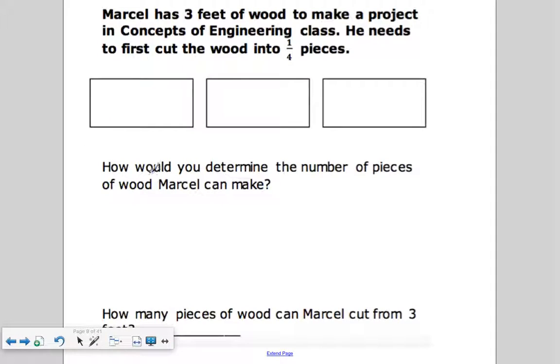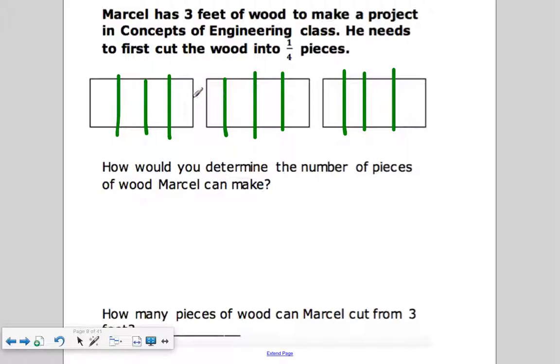So, our next example. Marcel has 3 feet of wood to make a project. You see each foot. He needs to first cut the wood into 1/4 pieces. How would you determine the number of pieces of wood Marcel can make? So he started with 3 pieces of wood. He divided them into fourths.